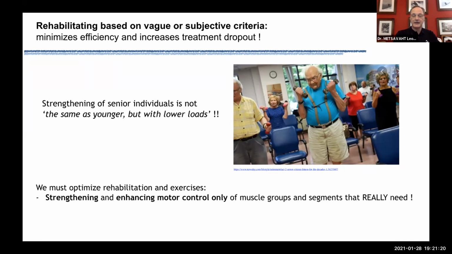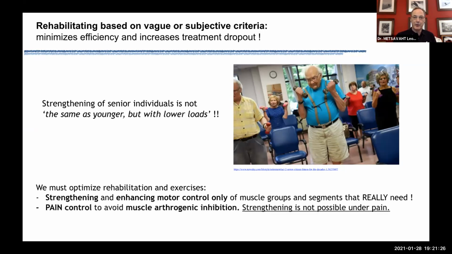So they quit. The dropout rate is huge. The other point is that pain control is needed to avoid muscle arthrogenic inhibition. It's absolutely impossible to strengthen under pain, at any age.